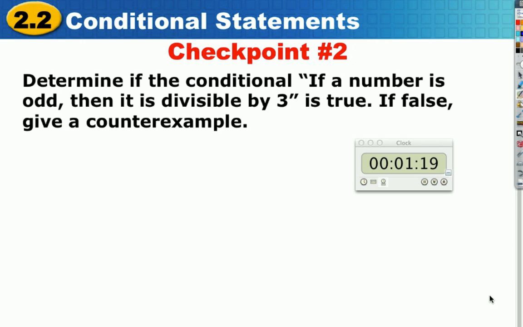So you have to first test out the hypothesis. So pick a number that's odd. Okay? Is it divisible by 3? Divisible means that's what divisible is. So it's not. So you actually put on the counter. You're saying, what if we put an even number in?